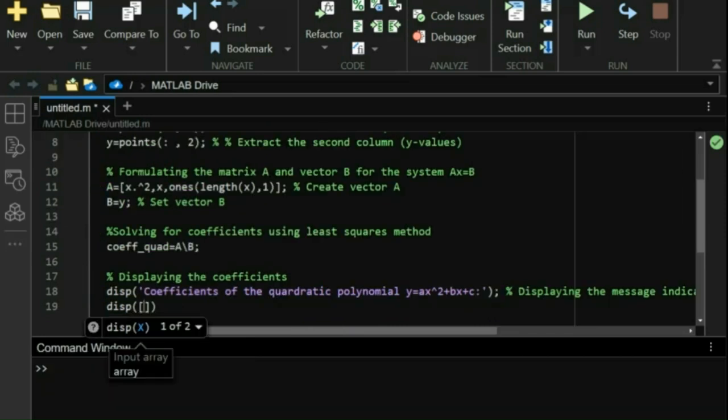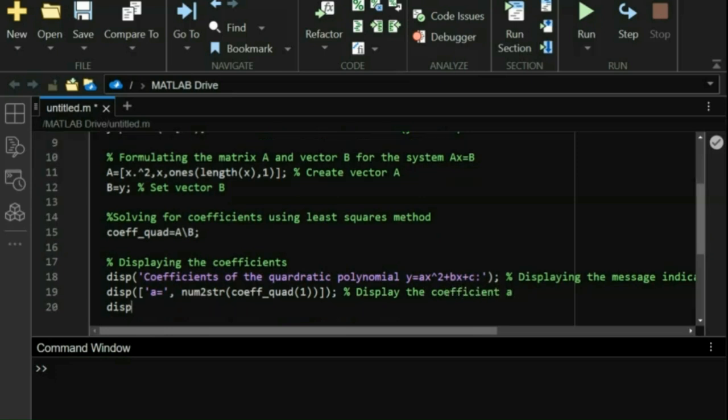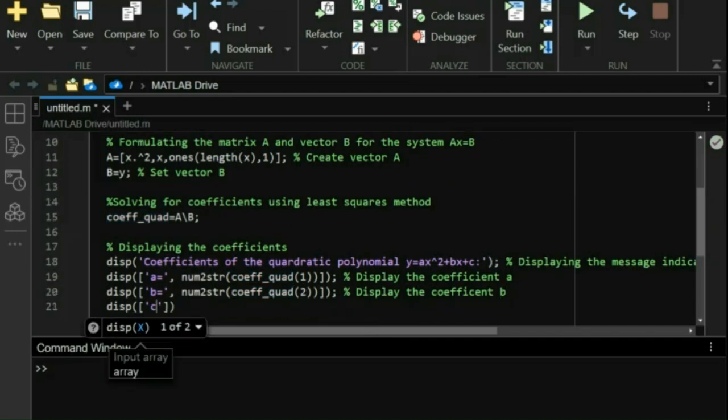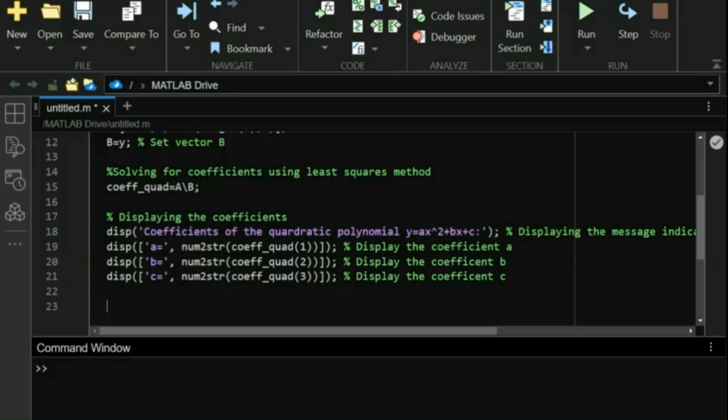Displays the coefficient a. Displays the coefficient b. Displays the coefficient c. Great! We've successfully found the coefficients for the quadratic polynomial.